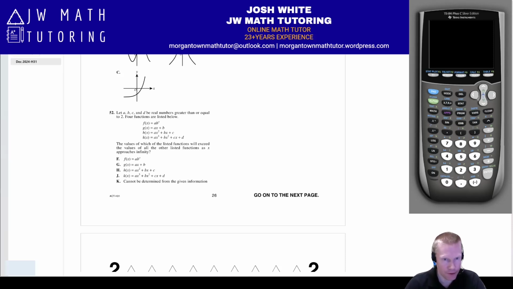So a couple things. If you're familiar with the basic shapes of the graphs, an exponential goes like this and gets really steep, and then you might have a linear, something like this, a quadratic, something like that, and a cubic, something like that. So hopefully, right off the bat, you should be able to eliminate the linear.